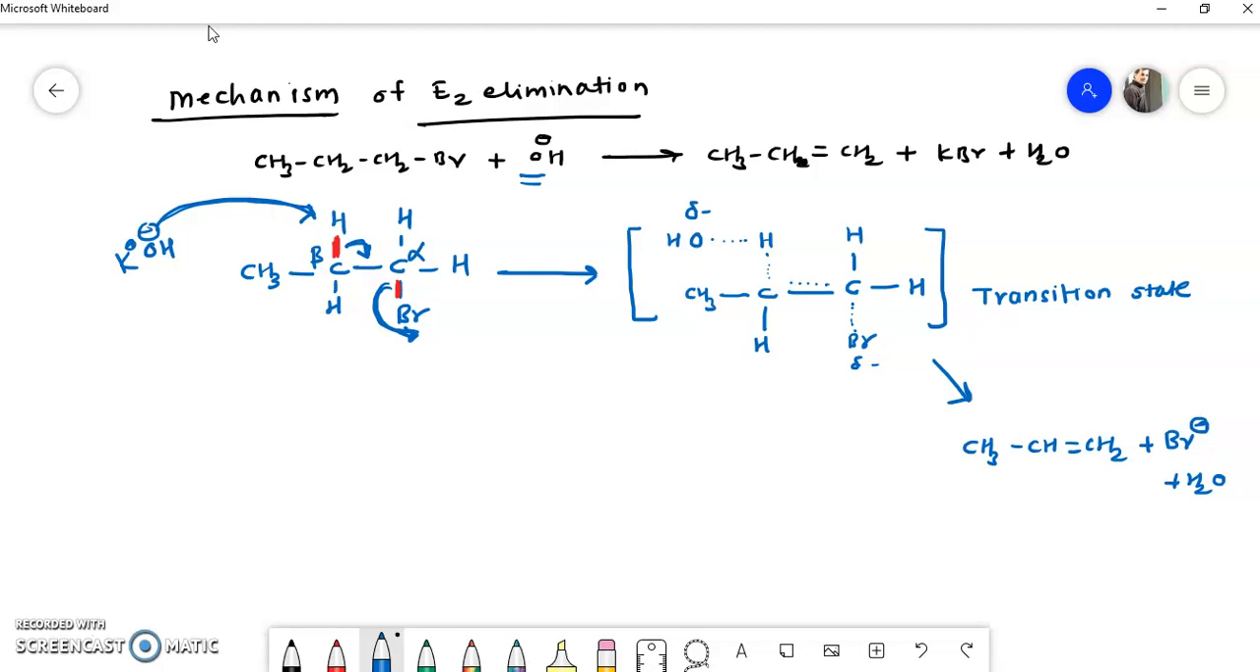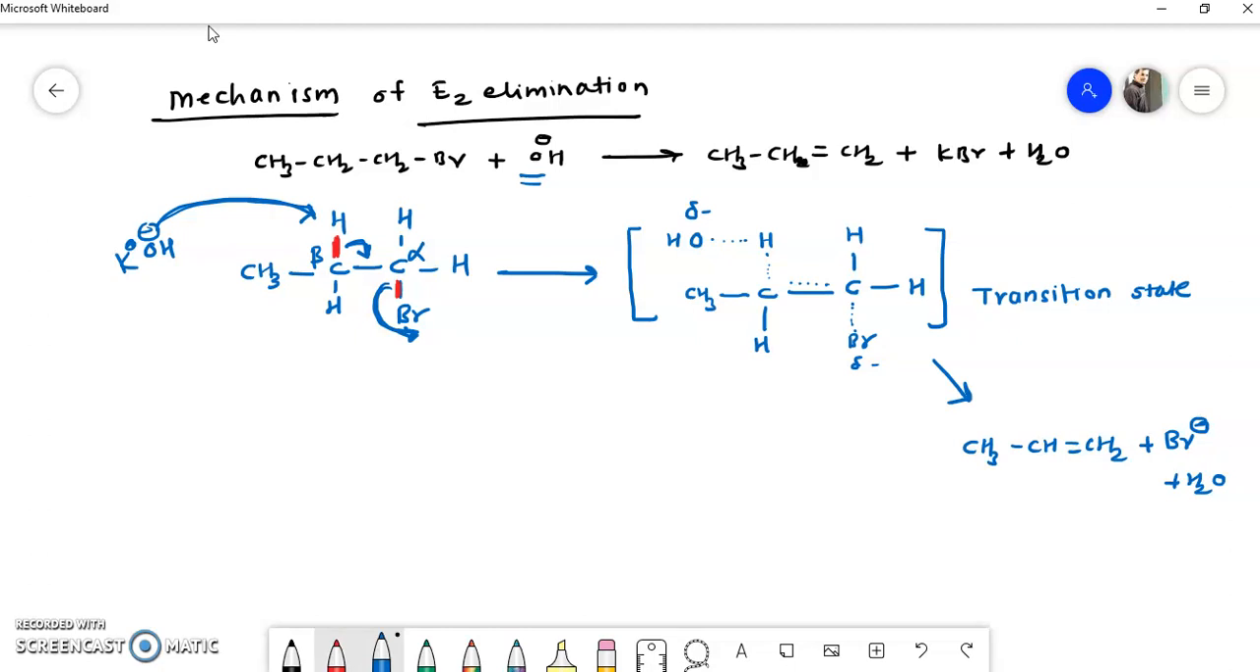This bond is getting shifted here to form a double bond, and as soon as the bond is shifted, this bond is also going to be removed along with Br minus. So this is the transition state, it is very unstable, and finally we get this product, that is propene, along with elimination of Br minus and water. So this is the E2 elimination.